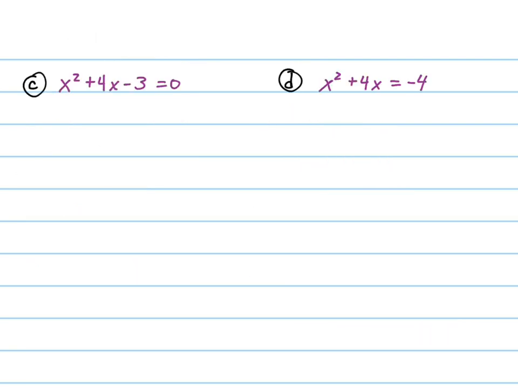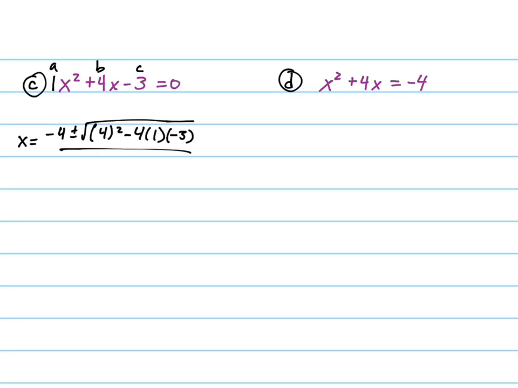So let's take a look at the next examples. Here we've got x squared plus 4x minus 3 equals 0. In this case, a is 1, b is 4, c is negative 3. So x equals negative b, so negative 4, plus or minus the square root of 4 squared minus 4 times 1 times negative 3, all of this over 2 times 1. So we'll simplify what's under the square root first.